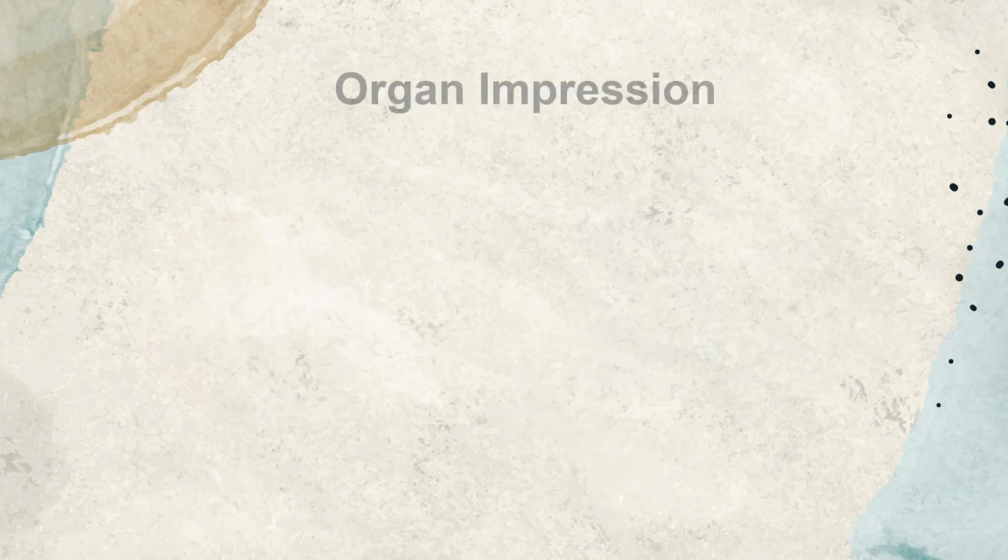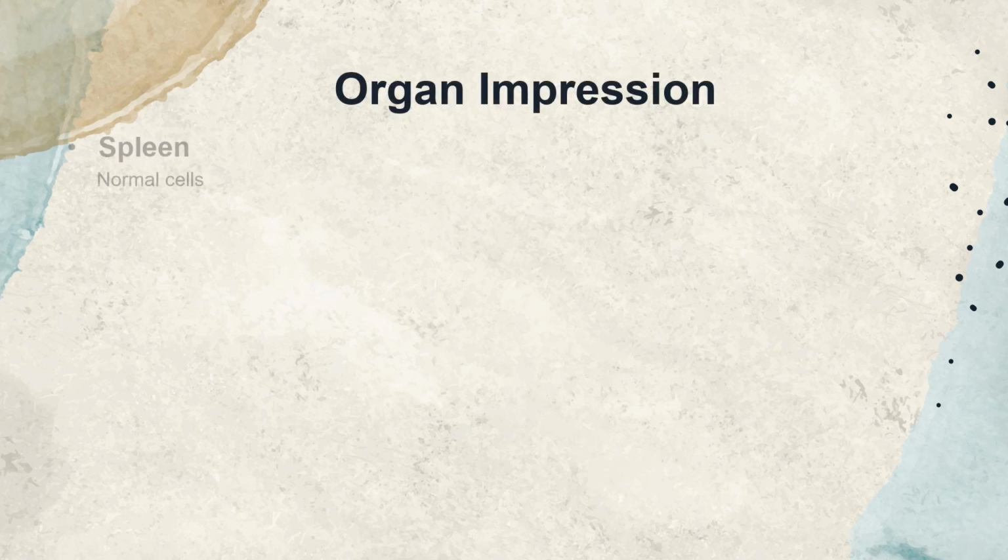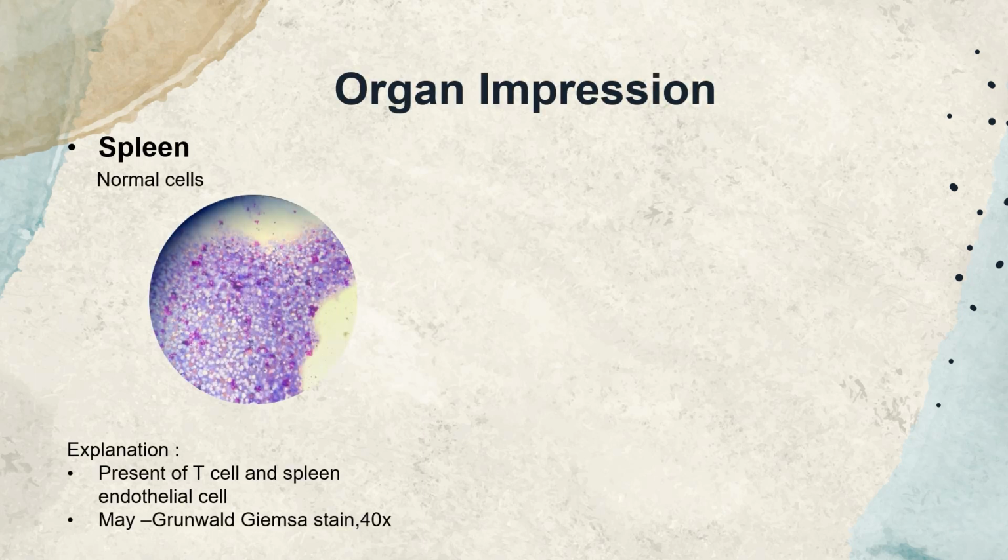Next is organ impression on the kidney, which shows present renal tubular epithelial cells. The nuclei is central and round with the nucleus is atypical, with granular cytoplasm. This picture is stained by using MGG stain under 40 times. This is impression on the spleen where normal cells show presence of T cell and spleen endothelial cell. This picture is taken by using May-Grunwald-Giemsa stain under 40 times.